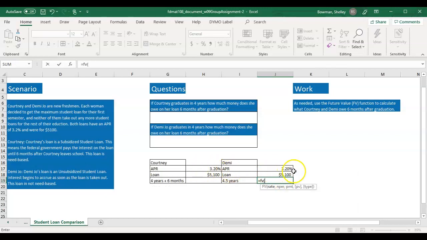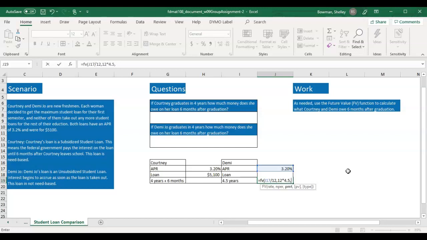I've gleaned the information and put it over here so that I can cell reference. It makes it faster. I'm going to cell reference the rate and don't forget to divide it by n. In this case, because the interest is accrued monthly, I'm going to do 12. The number of periods in this case is 12 months times how many different periods that 12 months occurs. And for Demi, hers starts as soon as she gets the loan. So she has her 4 years and 6 months, so 4.5 years. I'm going to type in 4.5 instead of trying to cell reference something.